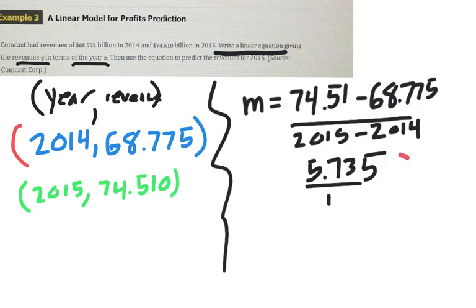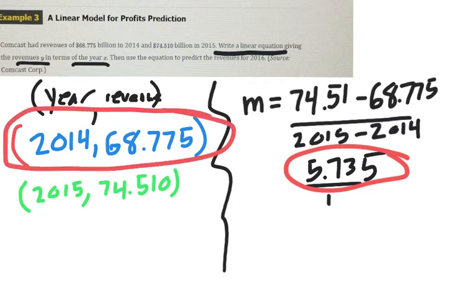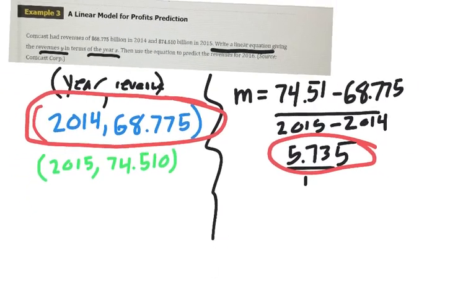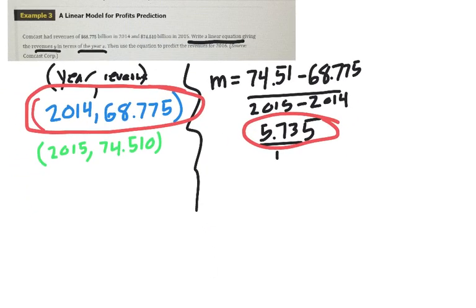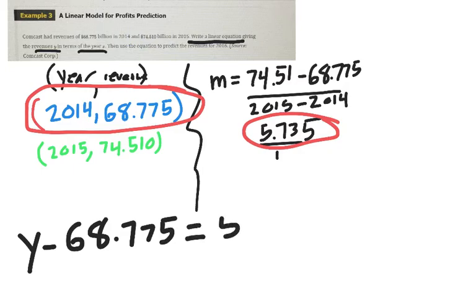So now I know the slope, and now I can use a point. So I'm going to choose the first point. It does not matter which point you choose, you just have to pick a point. So knowing the point and the slope, I'm going to put it in point slope form. y minus y1 equals m times x minus x1.